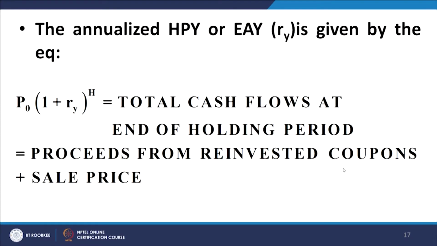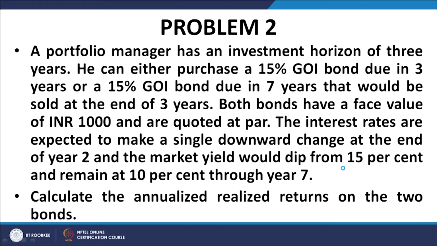And if you want to annualize this holding period yield, you simply use this formula: P0 into (1 plus RY) to the power H, where RY is the annualized holding period yield and H is the holding period. This equals the total cash flows from the investment, which, as I mentioned just now, are equal to the proceeds of the reinvested coupons and the value at which you exit the investment, the selling price of the investment or the bond. And let us do an example.